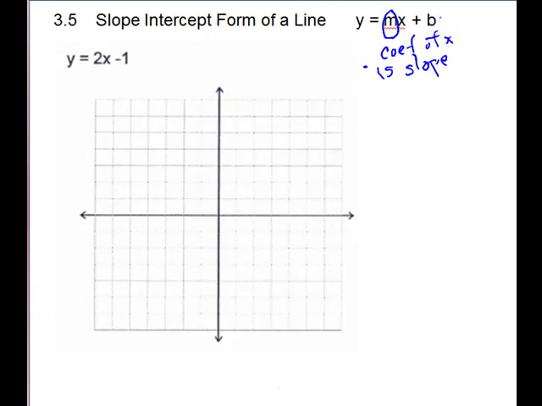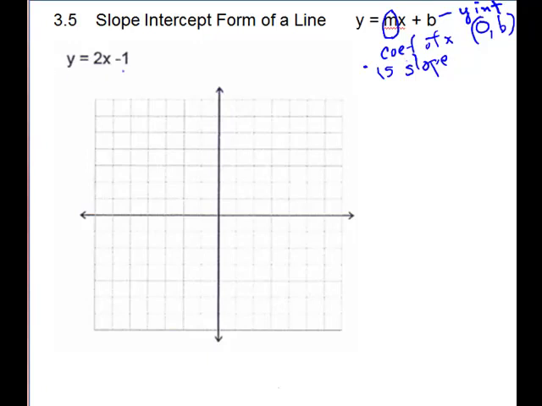The b is your y-intercept. It gives you a point. Remember, for a y-intercept, the x is 0. So you have a point and a slope. That's enough to draw the graph. So we'll look at some examples. We will pick off the slope, we will pick off the y-intercept, and then we will draw the graph.